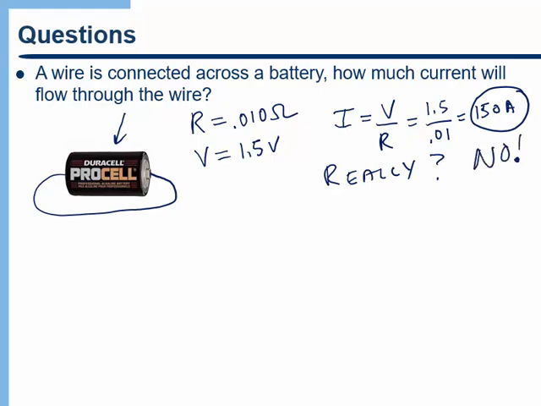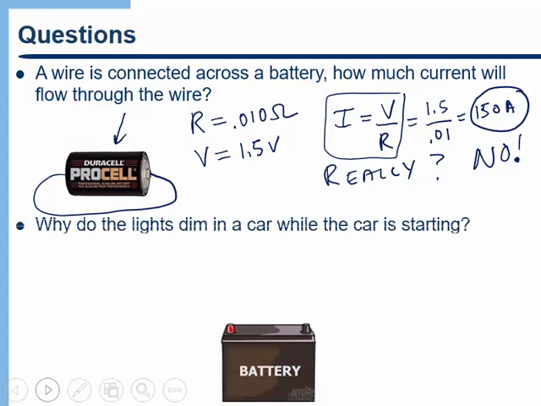Okay, so we need to figure out a way to model how an actual battery works, because a battery will put out the current that you would calculate with Ohm's law, as long as the resistance is a reasonable higher value. But it's not going to if the resistance is too low. Let's look at another example that shows that.